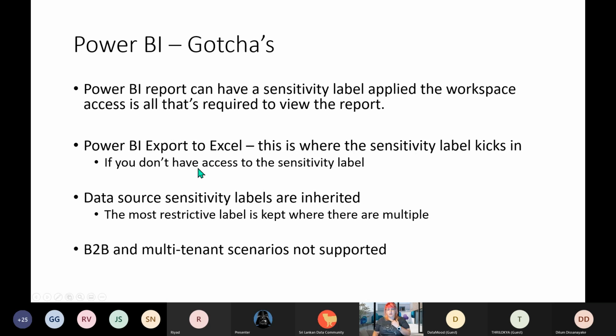So that's that second one. Exporting to Excel is where the security kicks in for a sensitivity label. Sensitivity labels are inherited. So what that means is if I have a data set that has the confidential label and I decide to create a new report off that data set, that will automatically give my report the confidential sensitivity label. If I associate it to multiple data sources that have different sensitivity labels applied, the most restrictive one or the priority one will be the one that's attached to the report.